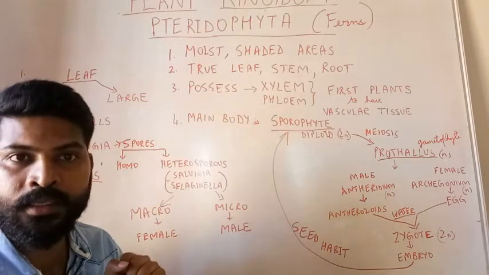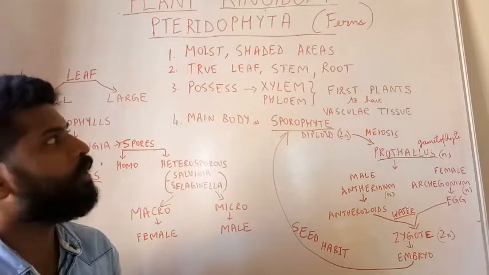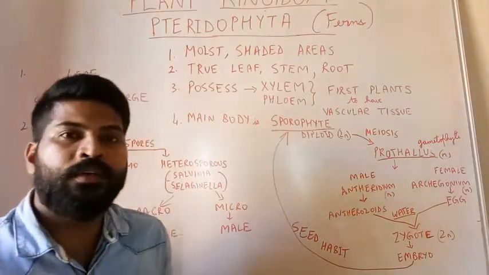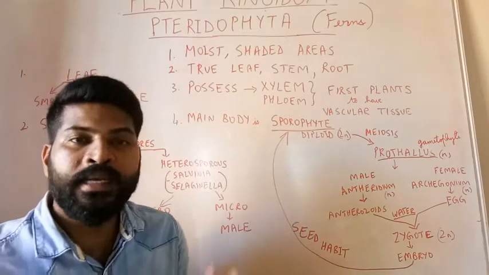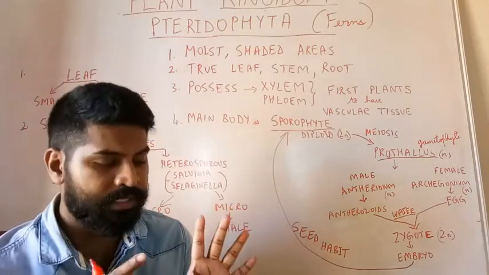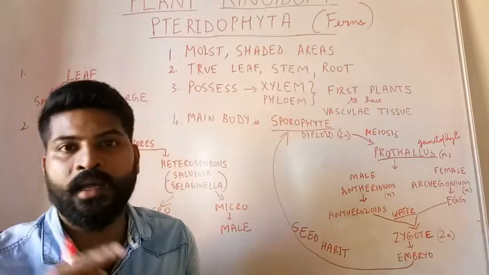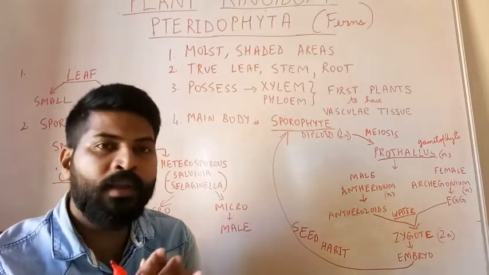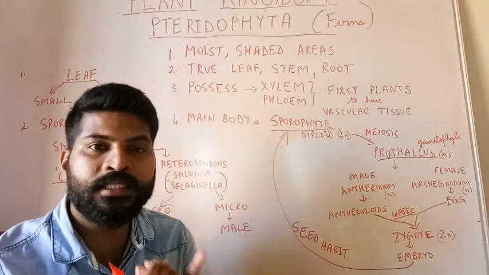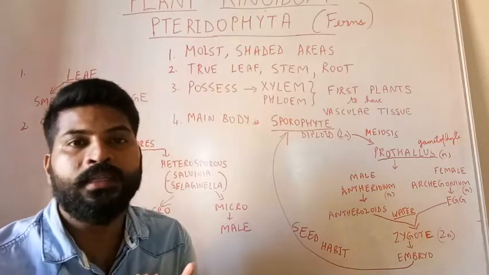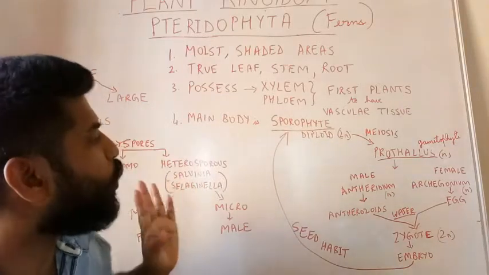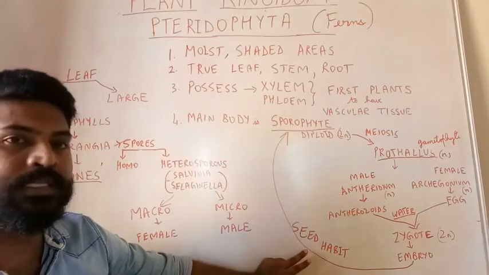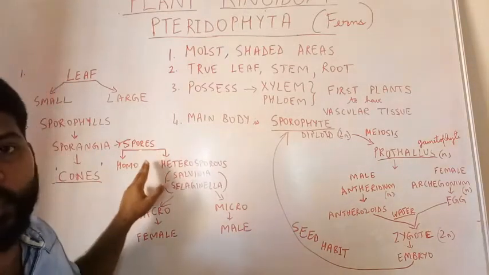Examples are mentioned in the textbook. So what we have discussed in these last two videos are the three types of plants, that is Thallophyta, Bryophyta and Pteridophyta. The common feature of these three plants is that these are all spore bearing plants. None of them produce seeds, all of them produce spores.